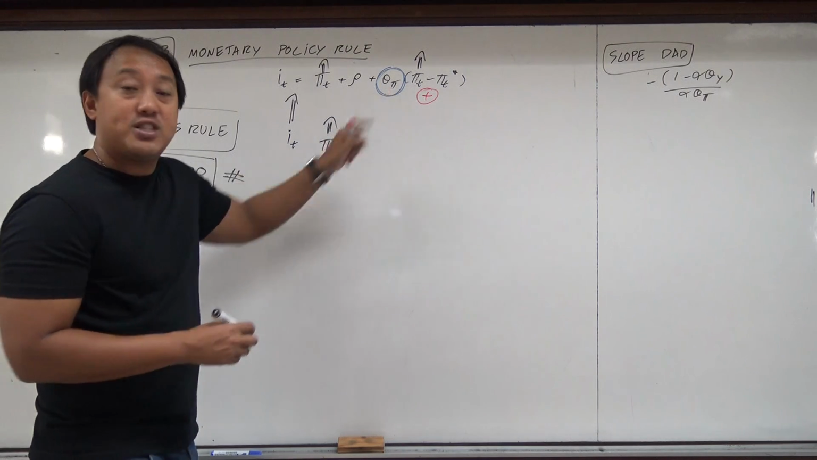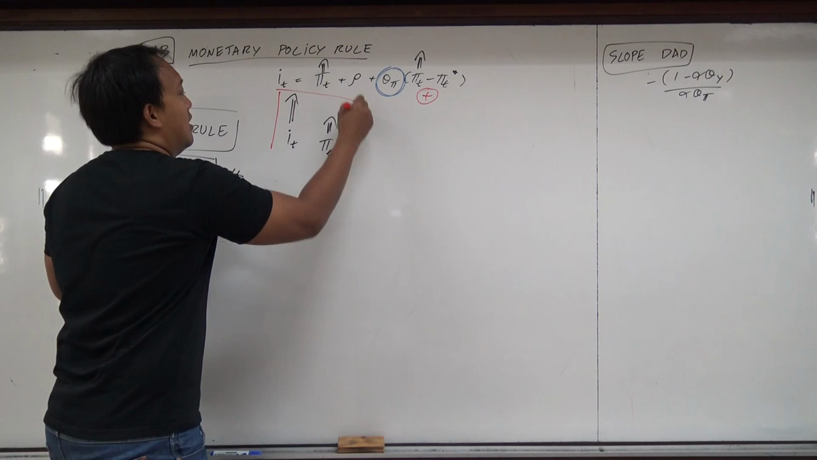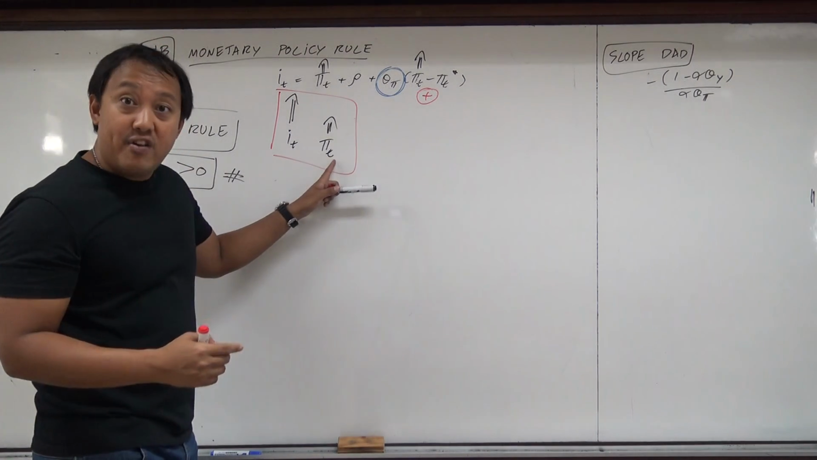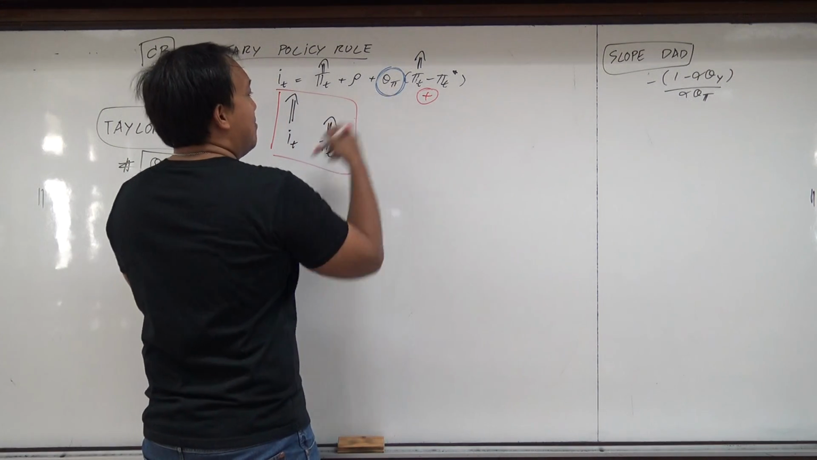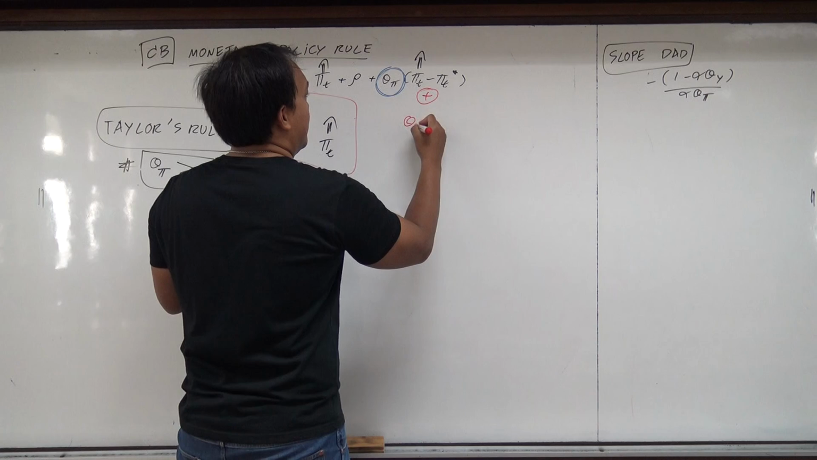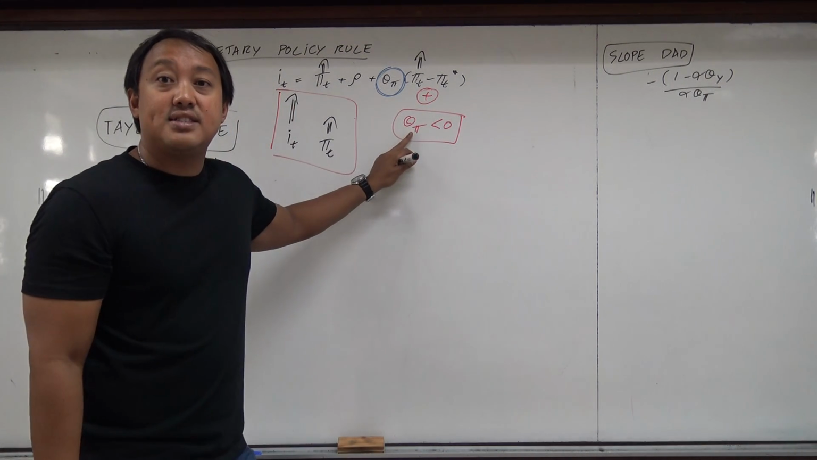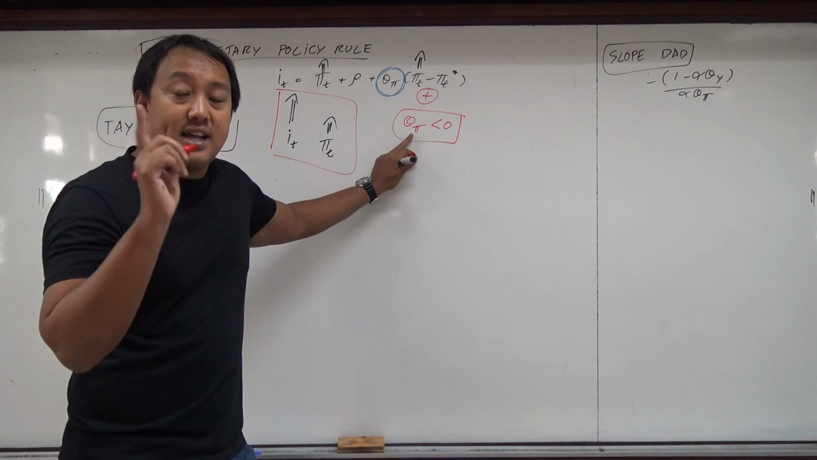If this guy is positive, it means that the nominal interest rate is going to increase higher than inflation. However, if this one, theta pi, becomes negative, it violates Taylor's law.